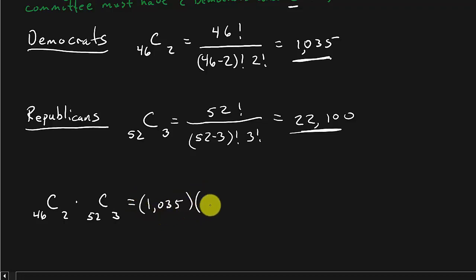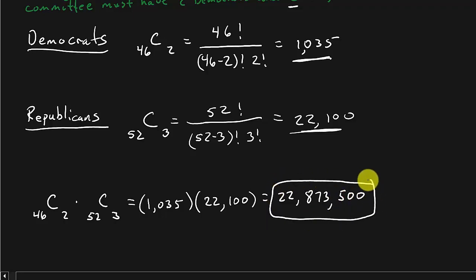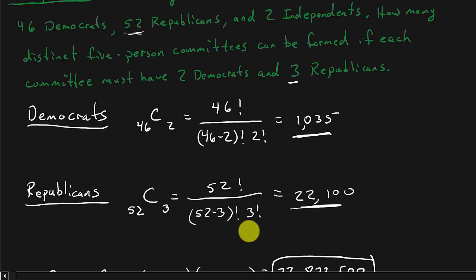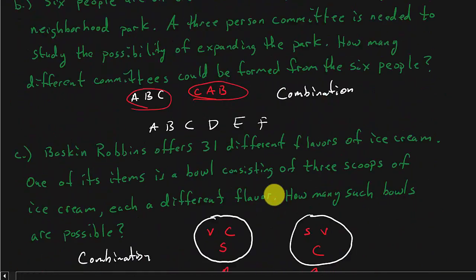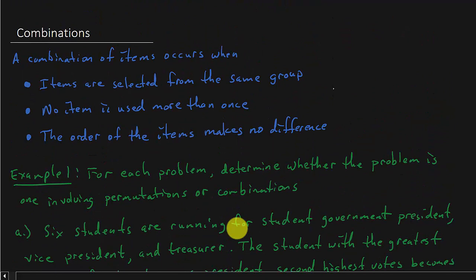We calculated it here and here, so we just multiply the 2 together. 1,035 times 22,100, and that is equal to 22,873,500, and that's the number of ways. All right, so let's see. Oh, and it looks like that's the last one. So see, this stuff here, it's not bad at all. The combinations, permutations, it's not bad. Like I said, the most difficult part about this is deciding which one it is.